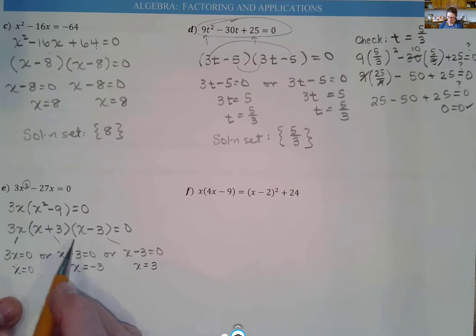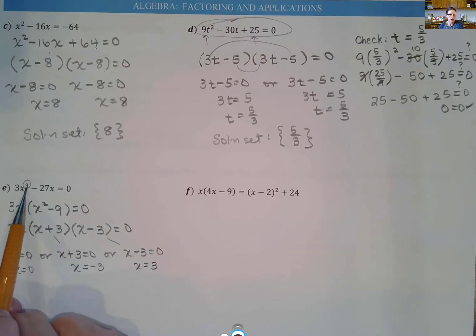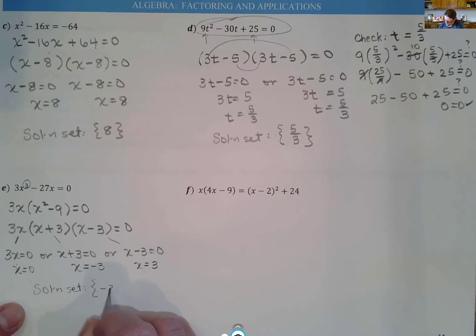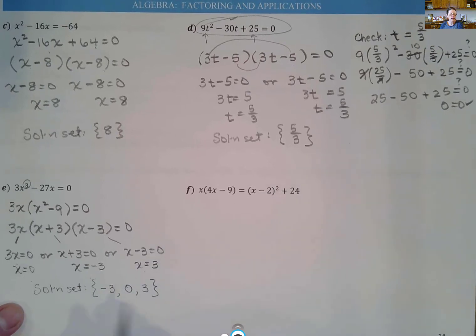So again, this was a third degree cubic equation, and it can have as many as 3 solutions, and here they are. We say that our solution set includes -3, 0, and 3. And again, you can write those elements of that set in any order that you want. I just have a habit of writing them smallest to largest.